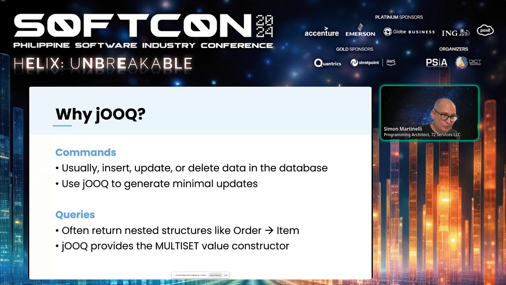Why do I choose Jooq? Because commands often are just insert, update, and delete. So I can use Jooq to generate minimal updates. But on the command side, if you're into domain-driven design, for example, you can just use your domain model with whatever mapping framework at the end you will have. But on the query side, sorry, I often want to return nested structures. For example, in my case, the order has an order item, so that's a nested structure. And Jooq has a superpower. It's called multiset value constructor that lets you exactly do that.